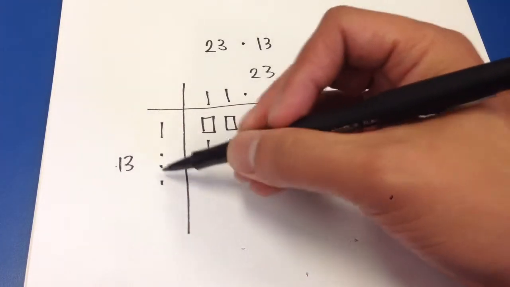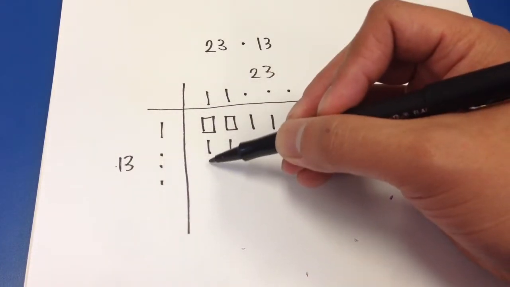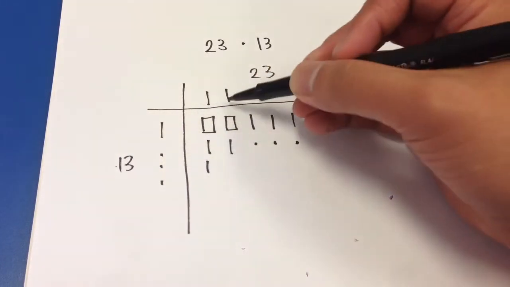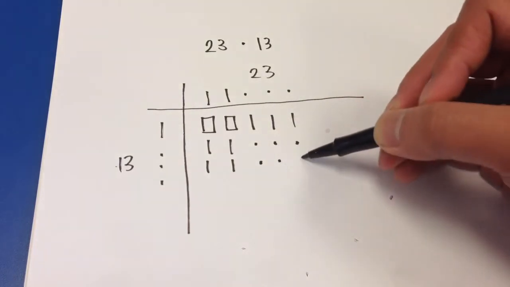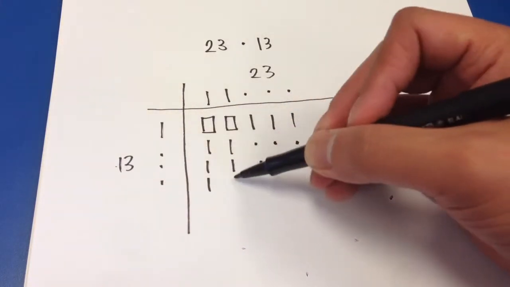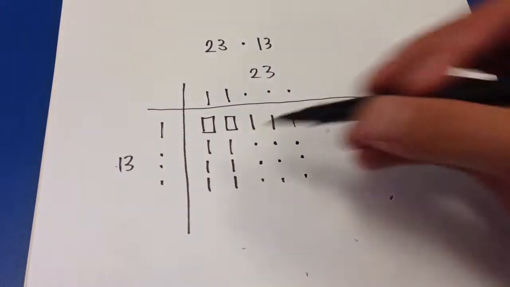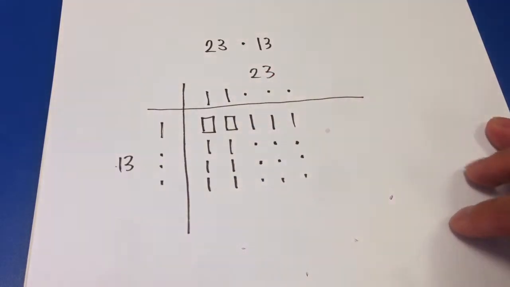And again, with the rest of these ones, 1 times 10 is 10. 1 times 10 is 10. 1, 1, and 1. And then 1 times 10, 10, 1, 1, and 1. So here is my answer.